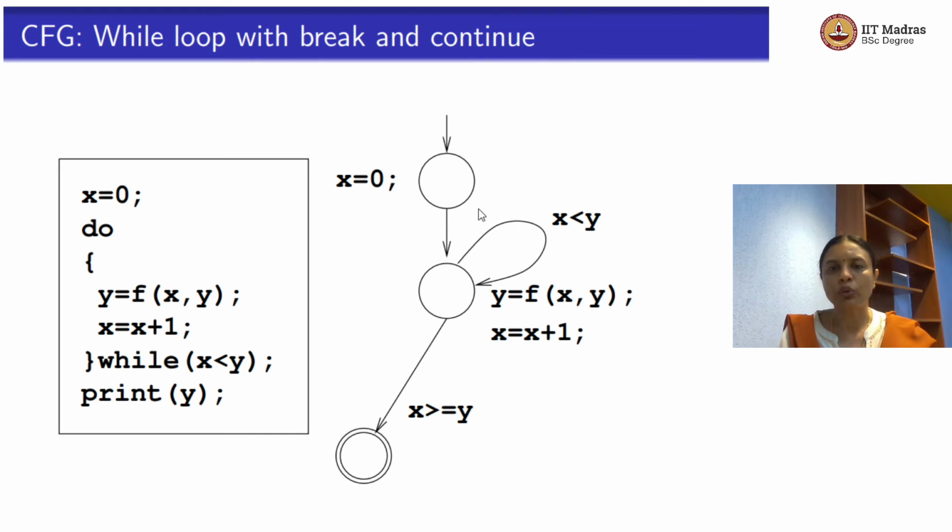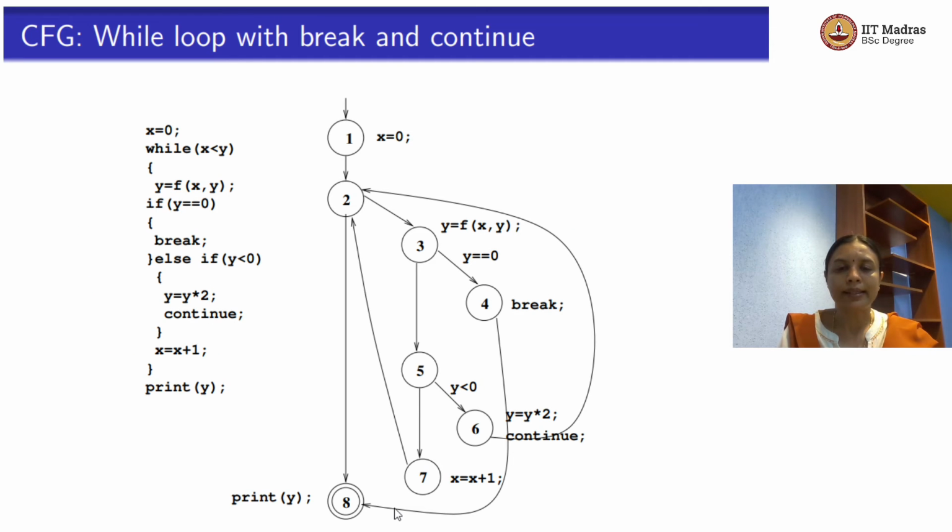Is this clear? So you go here, you execute the body of the loop as long as the condition x is less than y is true. Keep coming back to the node to execute the code within the loop. And the minute the condition is false, that is if x is greater than or equal to y, you exit and you print y. I haven't given the label here, but this final node has the label print y. I hope this is clear.